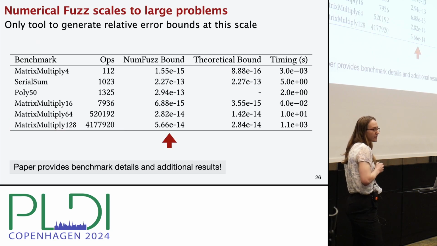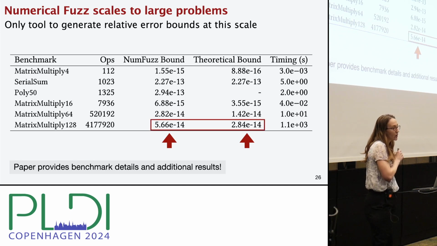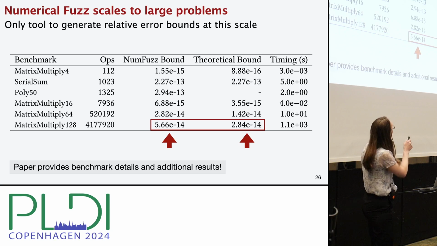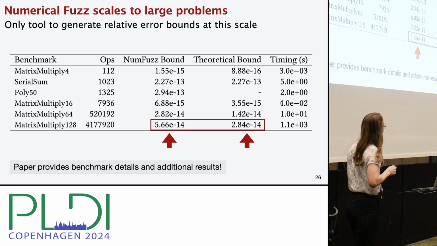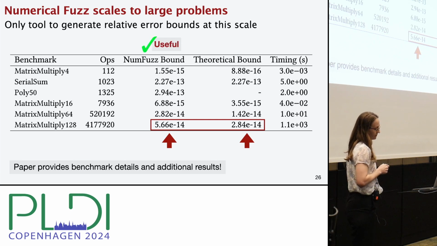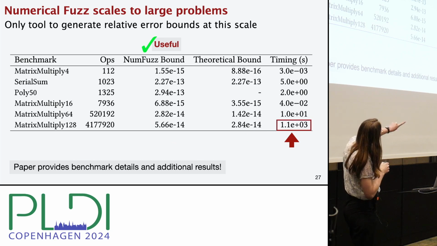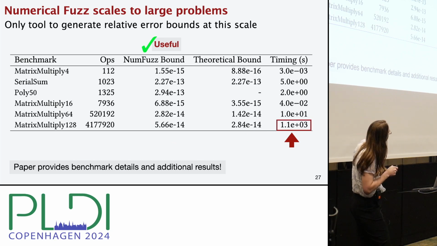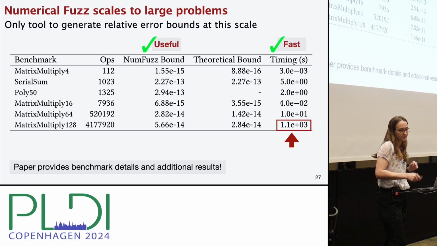And we have our numerical fuzz bounds and our theoretical worst case relative error bounds. Again, open up a numerical analysis textbook, you will find those. We're within the same order of magnitude. Again, we wouldn't want it to be smaller than the theoretical worst case relative error bound because then it would be unsound. Our tool is not unsound, but it is useful. And then we're timing. Other than this last case, everything is under 10 seconds. Our last benchmark takes about 18 minutes. And so again, evidence for numerical fuzz being fast.